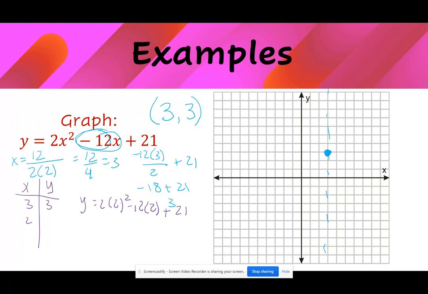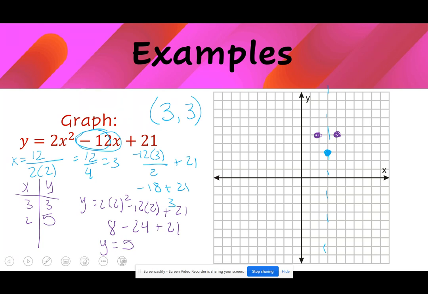So we have 2 squared is 4 times 2 is 8 minus 24 plus 21. So now we just solve that. So we get y equals 5. So we're going to go to 2, 5, and it's one space from the vertex, or the axis of symmetry, so we move 1 to the other side.